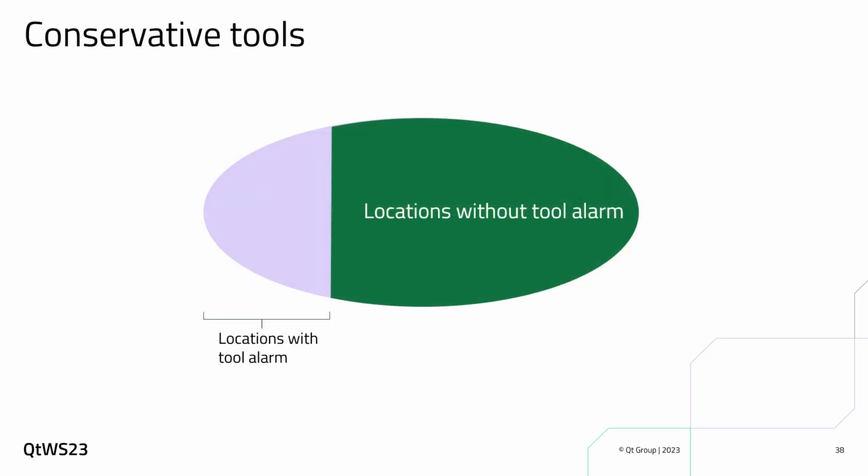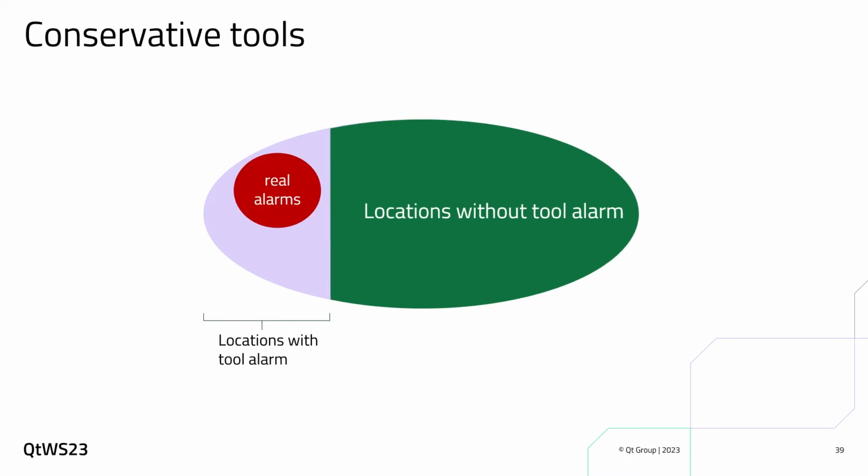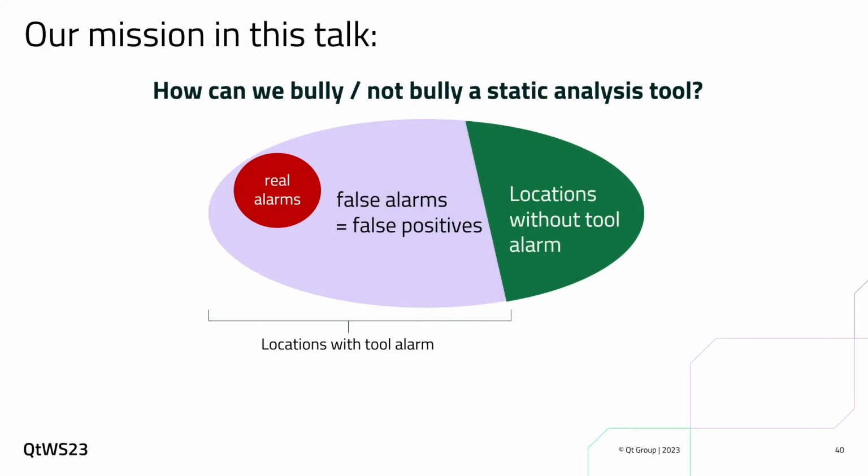That's true. And now, of course, since we say how to bully or not to bully, we see here what conservative tools do. Normally, hopefully, we have a lot of locations without any alarm, but you also have locations with an alarm where the tool says something, and embedded in them are the real alarms, the real problems that are there. And of course, our mission now for the rest of the talk is, with a wink, how can we actually do this? Increase the false alarms?